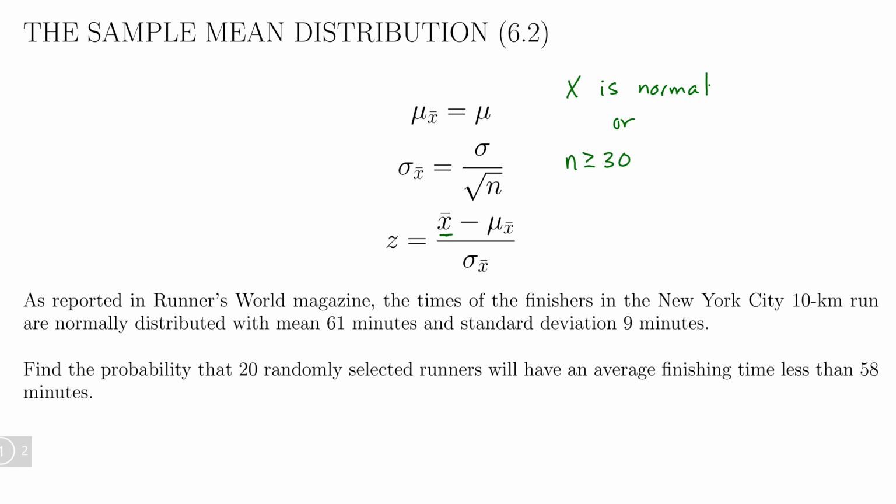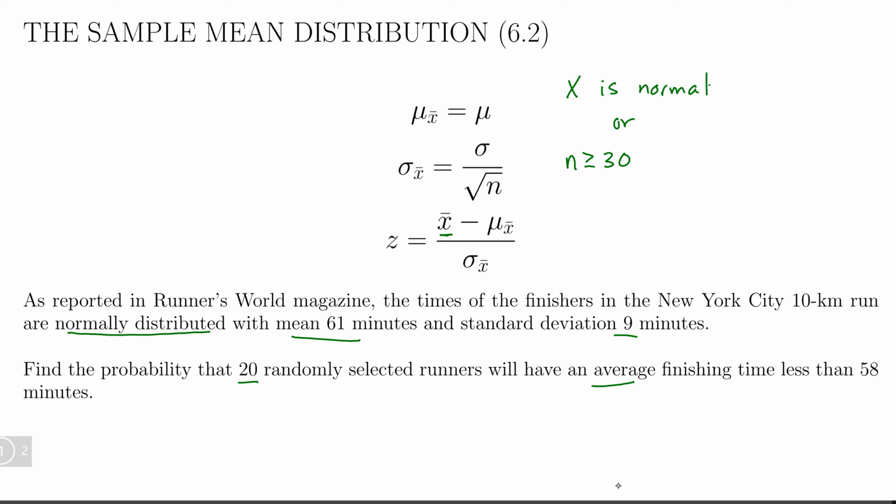As reported in Runner's World magazine, the times of the finishers in the New York City 10K run are normally distributed, with mean 61 minutes and standard deviation 9 minutes. Find the probability that 20 randomly selected runners will have an average finishing time less than 58 minutes. In the previous video, we looked at the same problem, but we found the probability that one runner would have a finishing time less than 58 minutes.